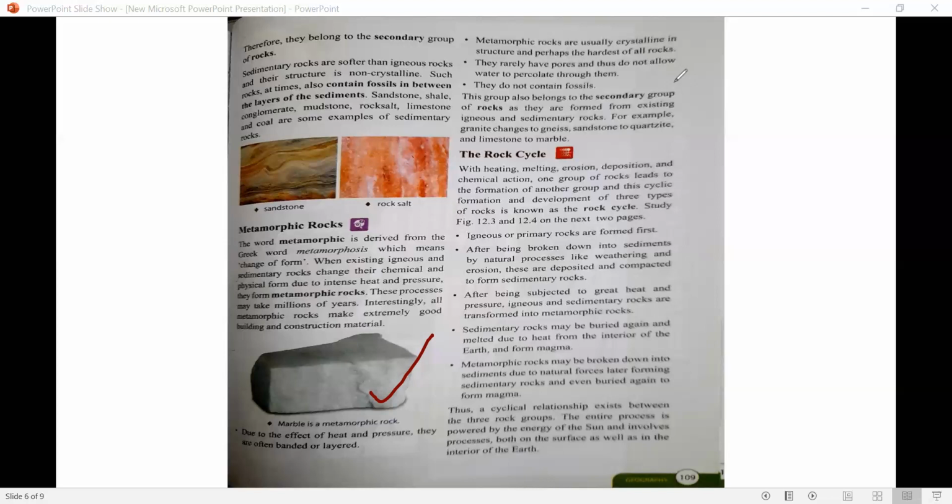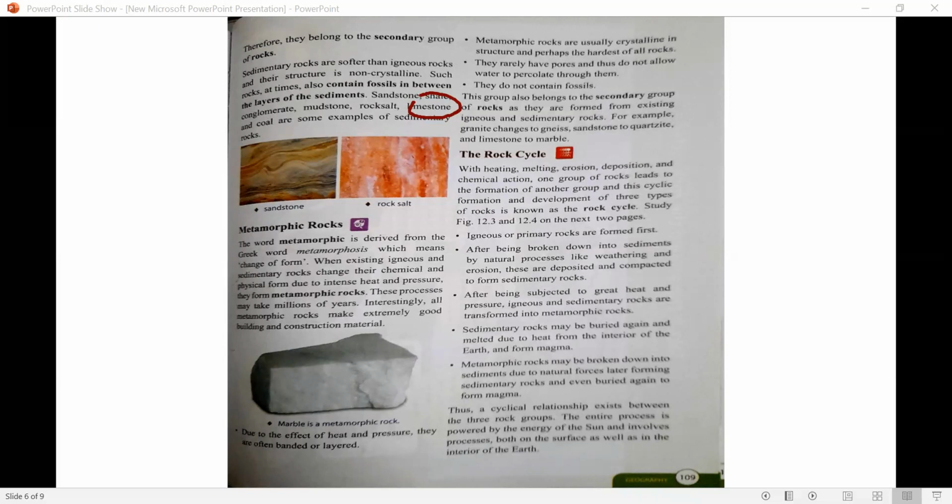This group also belongs to the secondary group, as they are formed from the igneous and sedimentary rocks, but we can say that we learn it the third time, as they are formed from existing igneous and sedimentary rocks. For example, granite changes to gneiss, sandstone changes to quartzite, and limestone changes to marble. We have learned that limestone and sandstone are sedimentary rocks, and then we have the different types of rocks.